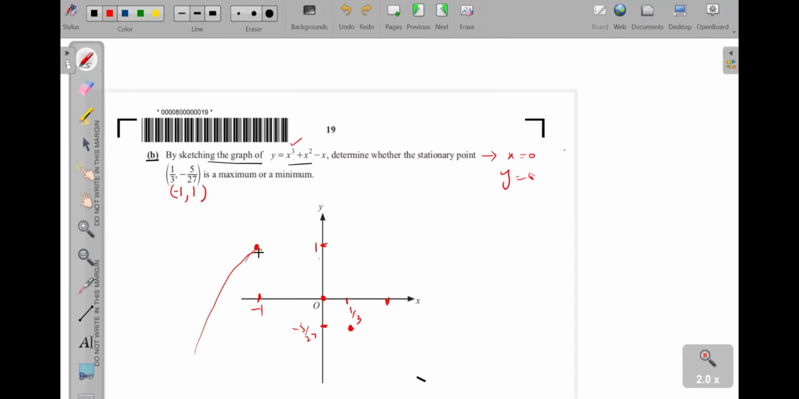And then this graph will pass through x equal to 0 and y equal to 0. And then it will turn at x equal to 1 over 3, y equal to minus 5 over 27. After this, the graph will move towards the first quadrant. And this is the sketch of the cubic graph.